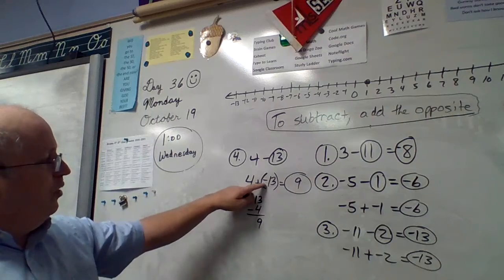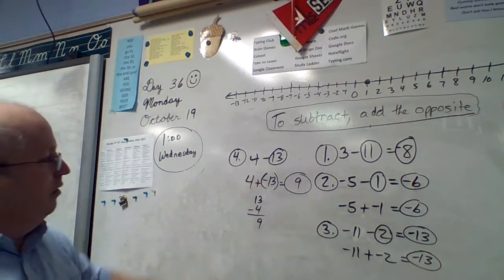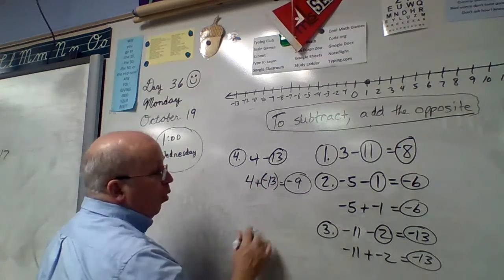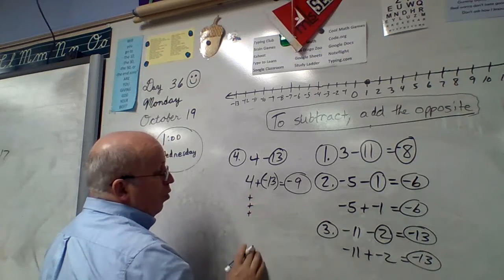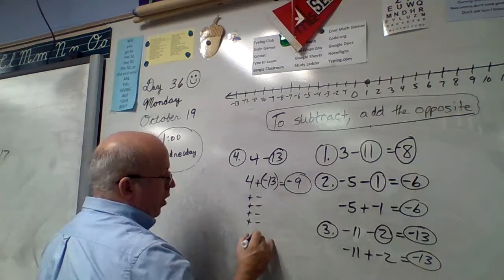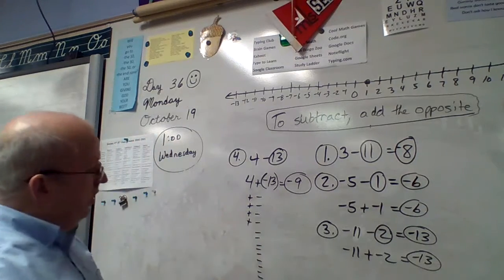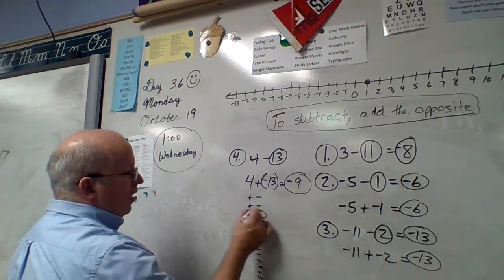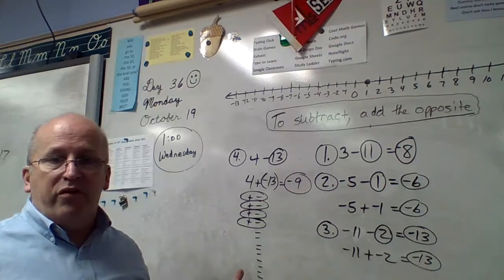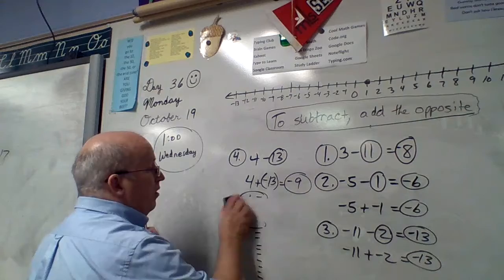I go back to those original numbers. Which one had the bigger absolute value? This one did. So that means I'm going to share its sign with my answer. Or I can think about 4 positive symbols and 13 negative symbols. There's 13 negative symbols. If I pair them all up, am I left with positives or negatives? I'm left with a bunch of negatives. So that's another reason why this answer has to be negative.